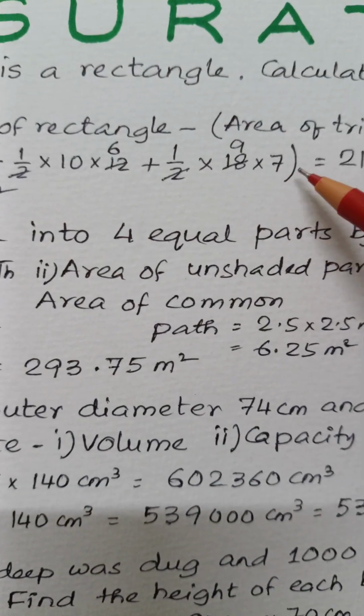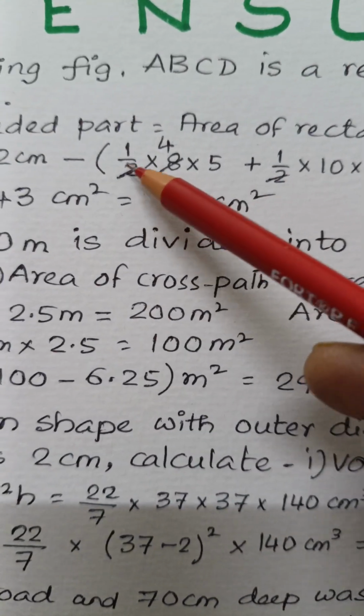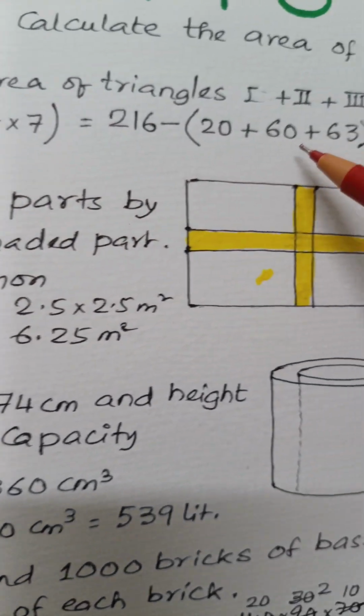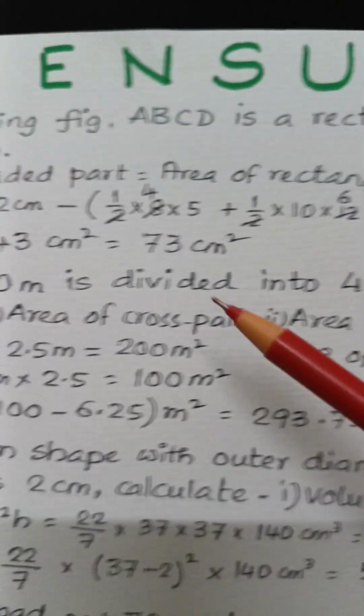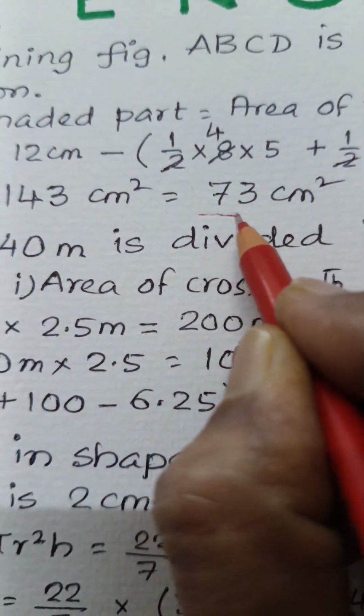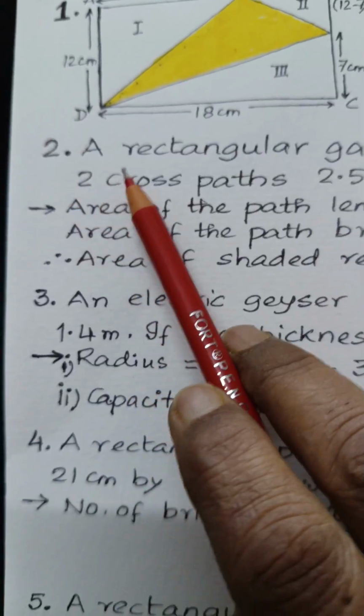Just have a look. The area of the triangles is half into base into height. Here you can see. Finally we come at the answer, 73 square centimeter. Now come to the second question.